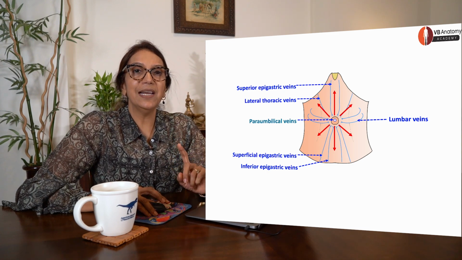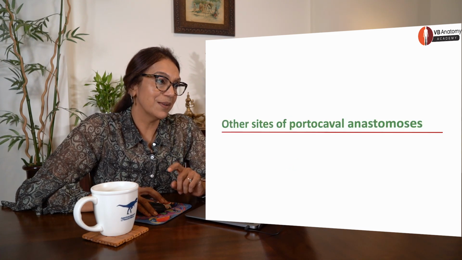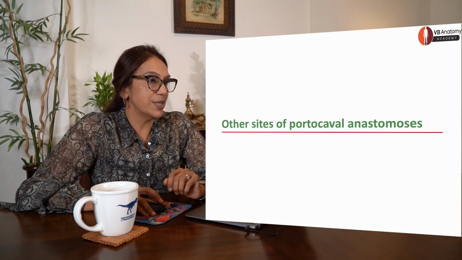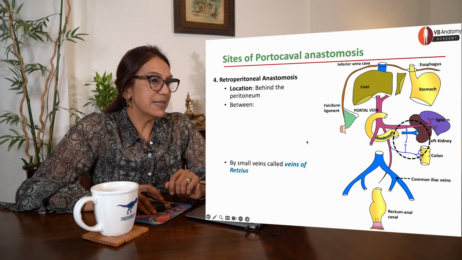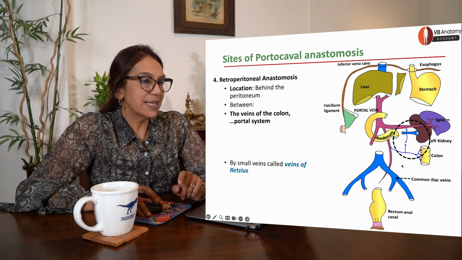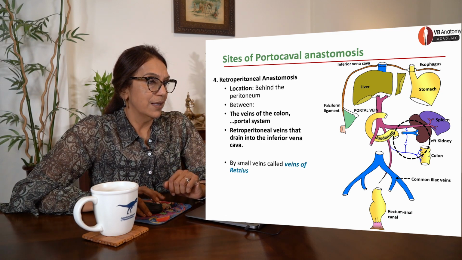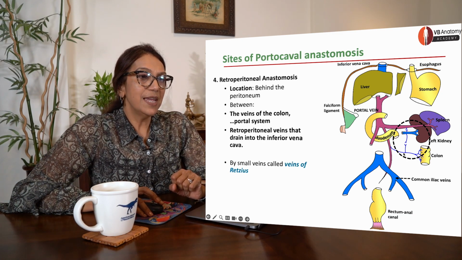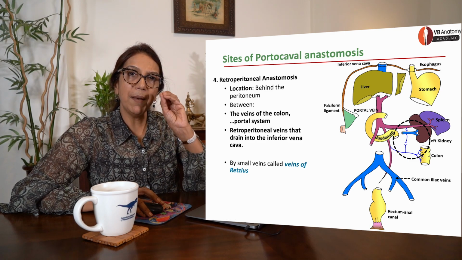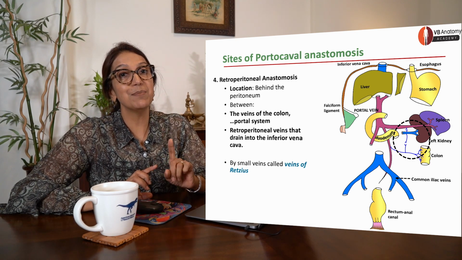So that's typically an indication that this is a portocaval anastomosis. Right. Other sites of portocaval anastomosis I won't discuss in too much detail here. Another site is retroperitoneal anastomosis. Take a look here, where you can see anastomosis between veins of colon which are draining into the portal vein and between the retroperitoneal veins, which are draining into inferior vena cava. This happens by formation of small veins called veins of Retzius, MCQ.